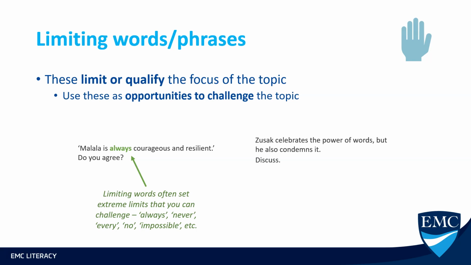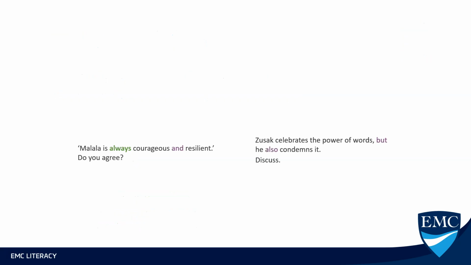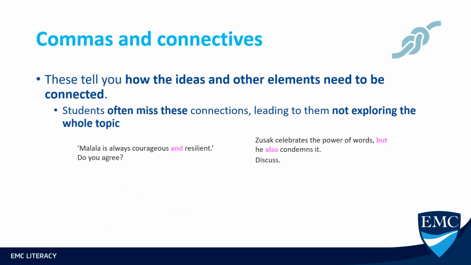That's not entirely true. Malala is often courageous and resilient, yes, but not always. So it gives you space to challenge the topic. And this brings us to number 4, commas and connectives.